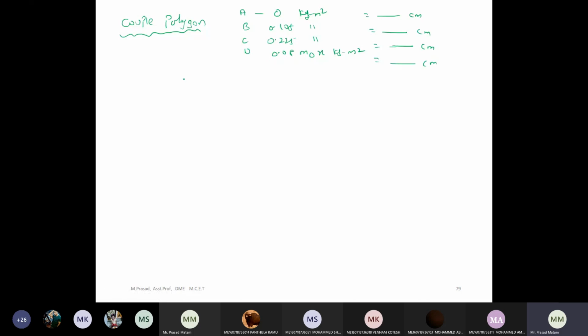So I am taking a scale, converting kg meter square to centimeter. How many kg meter square should be equal to 1 centimeter? I need to take a scale. Okay, I'm writing here, by taking a suitable scale.